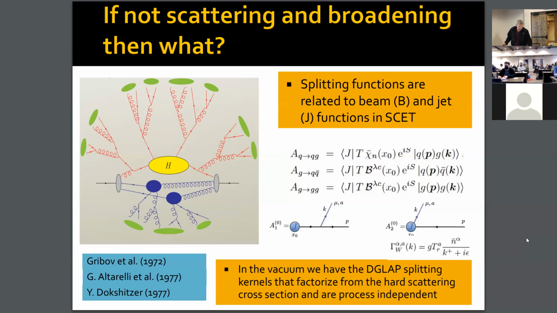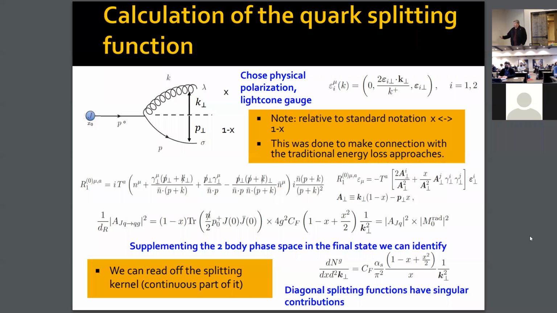So here is how we can do one calculation. This is one example, done in SCET. There is a little quirk in all of those calculations that I want to talk about. It's always, of course, useful if we start in some simple coordinate system. Our initial parton doesn't have transverse momentum, then the two daughter partons will have equal and opposite transverse momentum.